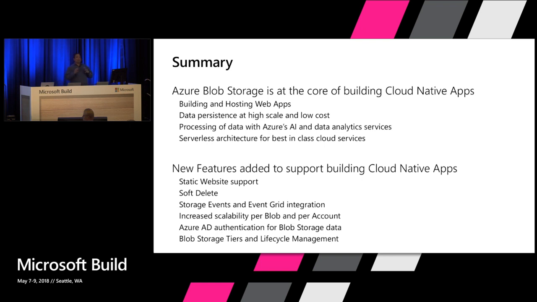And of course, none of this would be possible if we didn't increase the scalability of our blob data and our accounts. We used to say 60 megabytes per second per blob. Now you've seen 125 gigabits per second off of single objects. That's a pretty cool feature, easy to say, but lots of work architecturally for our engineering team to accomplish as a service. The Azure AD authentication allows you to build secure applications now and use your AD credentials that you're all used to.